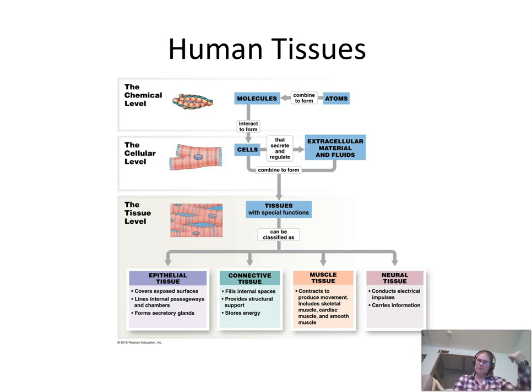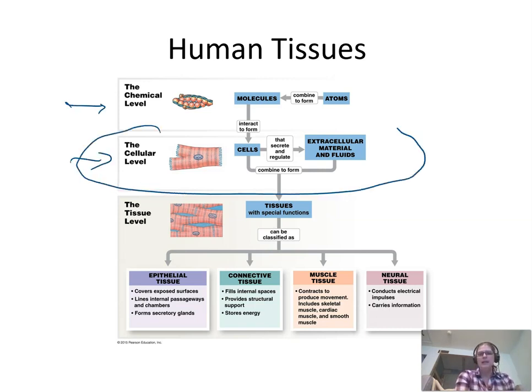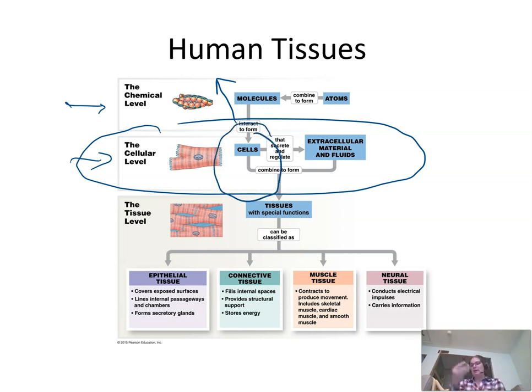Now you remember from last chapter, we talked about the different levels of life. We know that the cellular level is made up of chemicals, molecules. Atoms make chemicals. Chemicals make cells. We know cells are alive, and therefore cells are going to form tissues. So a tissue is just a bunch of cells that have a common function.